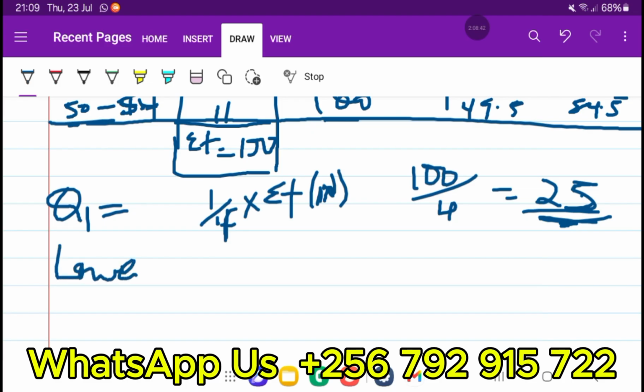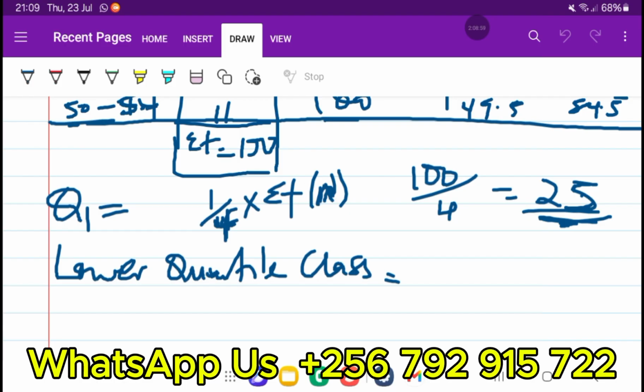The lower quartile class. We get it by looking at the data set, and then we see where we have that 25. So that 25 is just a position. So we check where it falls within that table. Of course, when you check, there is no 25, we have 26. So it means it is within there.